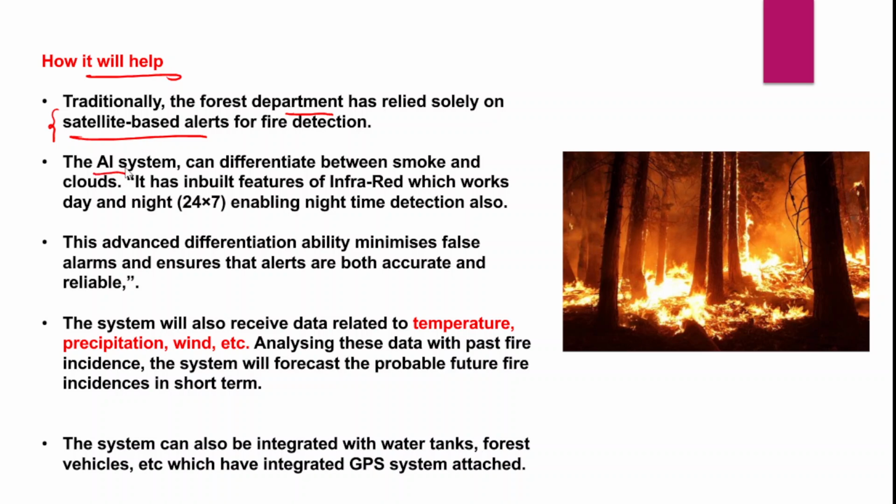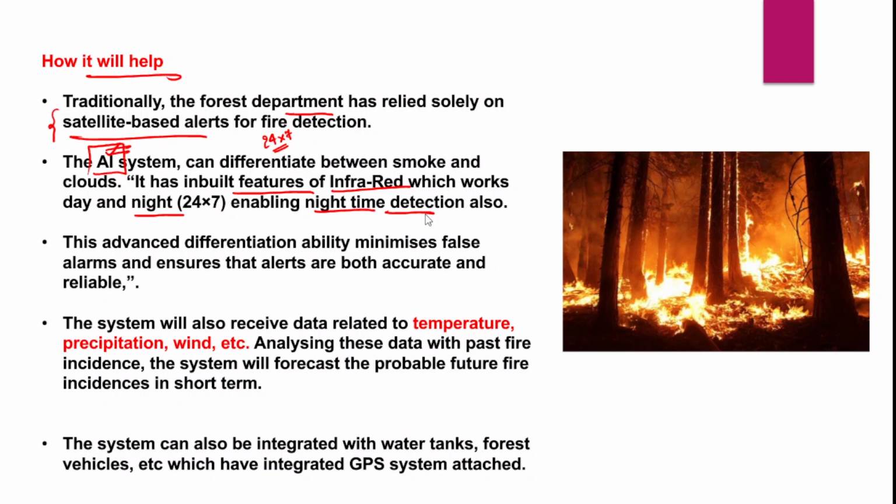So therefore, when we have installed this artificial intelligence system, this particular system can easily differentiate between smoke and clouds, because this artificial intelligence system has an inbuilt infrared device, right? So it has an inbuilt infrared device, and this particular infrared device can work day and night, 24 into 7, thereby enabling nighttime detection also. So when we look into the satellite images, it is very difficult to get accurate and reliable data about the forest fires in a particular forest area, right? But this particular infrared device which is installed in this artificial intelligence system can accurately detect these forest fires even during the night time also.